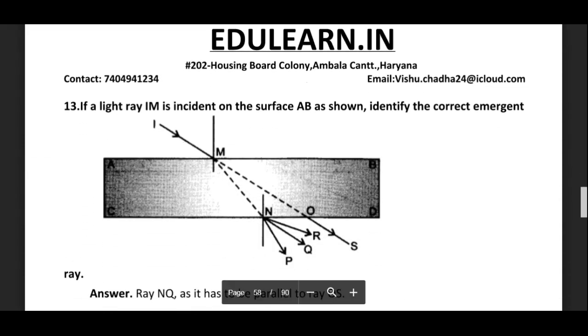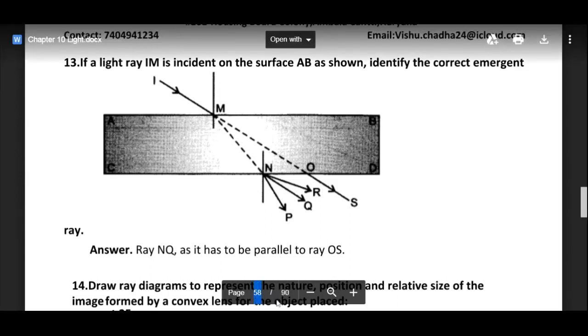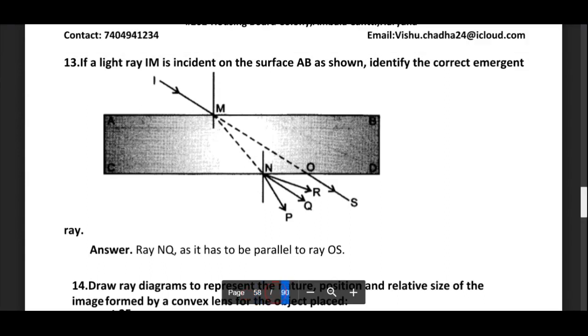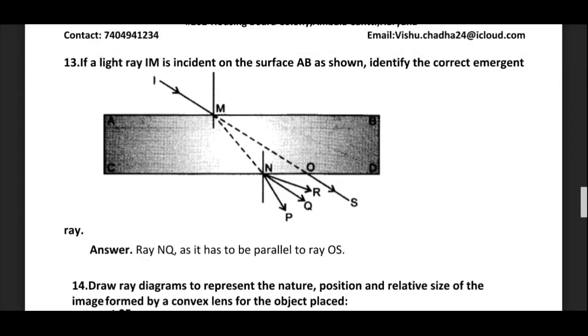We are not over with the topic. There are many more to come. As you can see, we are on page number 58 right now, and we have to go till 90. So a lot more to go. This is a quite lengthy chapter, and there can be a number of questions from this chapter.